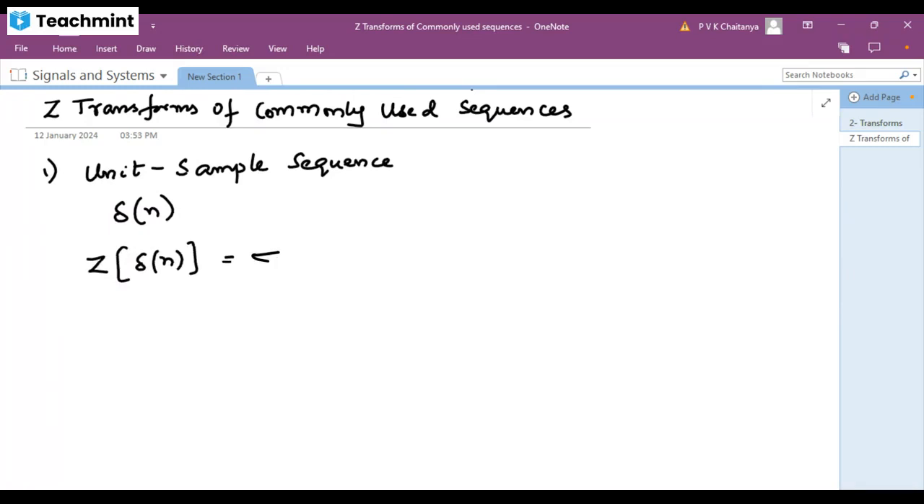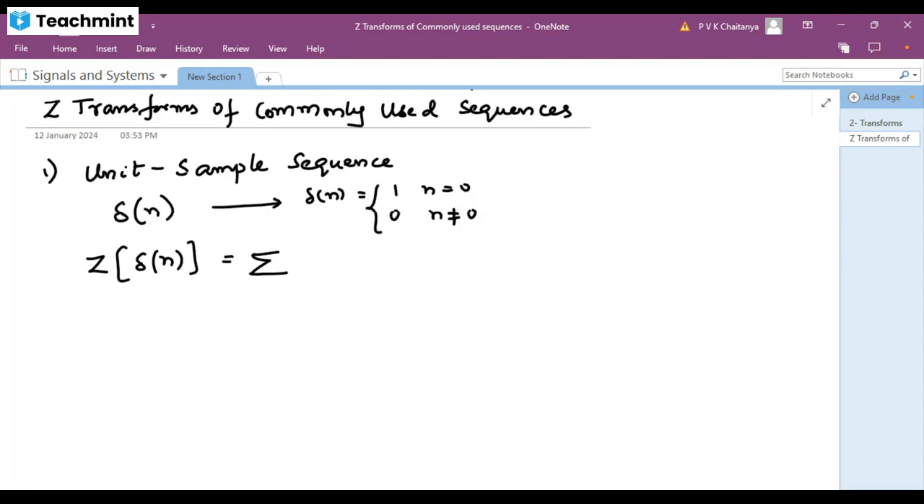As in the case of Laplace transforms, we have unilateral Laplace transforms and bilateral Laplace transforms. In the same way, Z transforms also we can categorize as unilateral and bilateral. So I'll be taking the limits only from 0 to infinity instead of minus infinity to plus infinity. Of course, all the sequences that I take now will be present only for n greater than or equal to 0. You know the meaning of del of n: it is 1 for n is equal to 0 and 0 for all other values of n, if n not equal to 0.